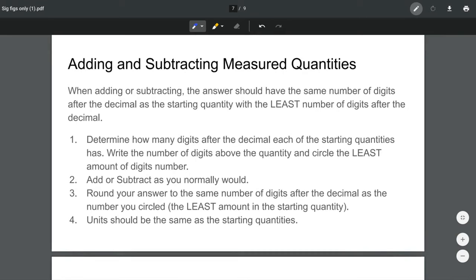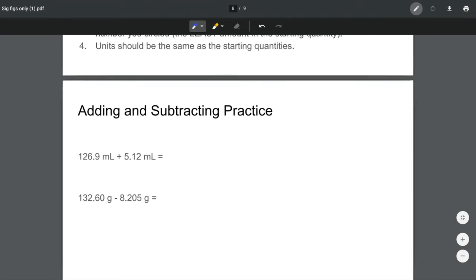All right, so adding and subtracting. So adding and subtracting, we have a different rule to follow. So for adding and subtracting, what we do is we now look at the digits after the decimal, or sometimes referred to as the DADS. And we still go with the least number in our answer, but it's not going to be sig figs. It's going to be the digits after the decimal. So we need to determine how many are in each quantity we start with, do our calculation, and then round for the smaller of the two, the number of digits. And then units will be the same as the units we started with.